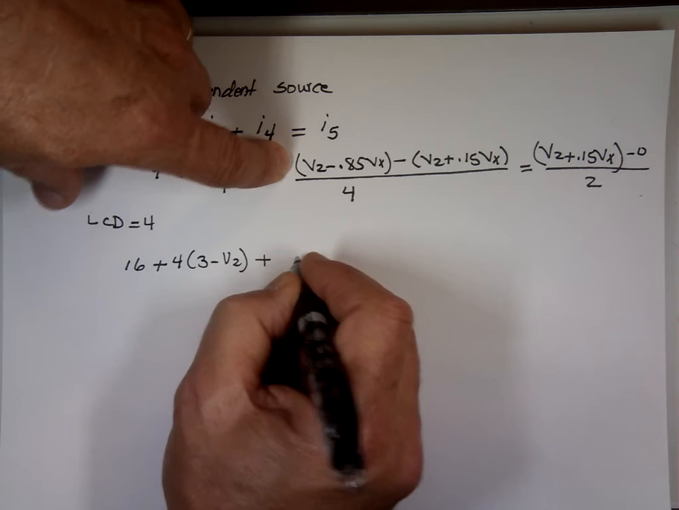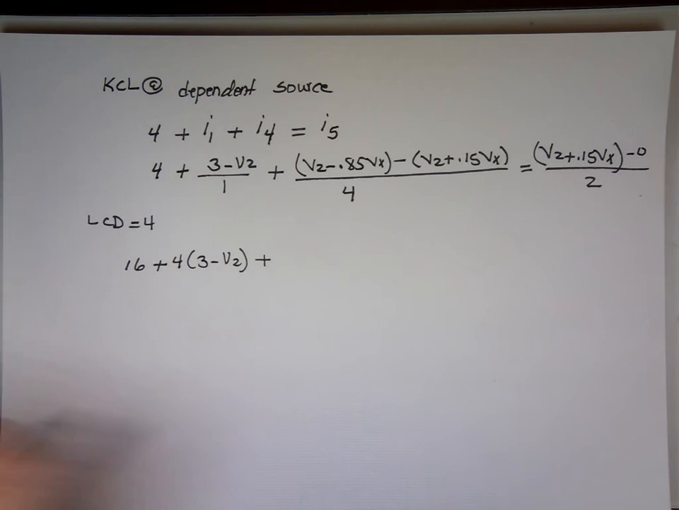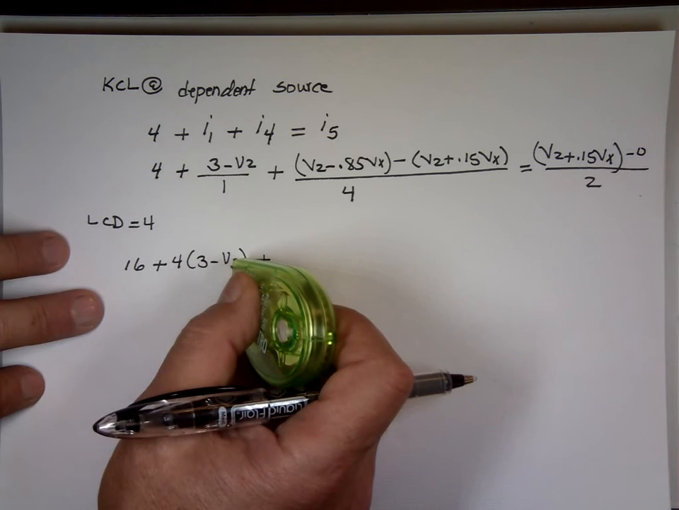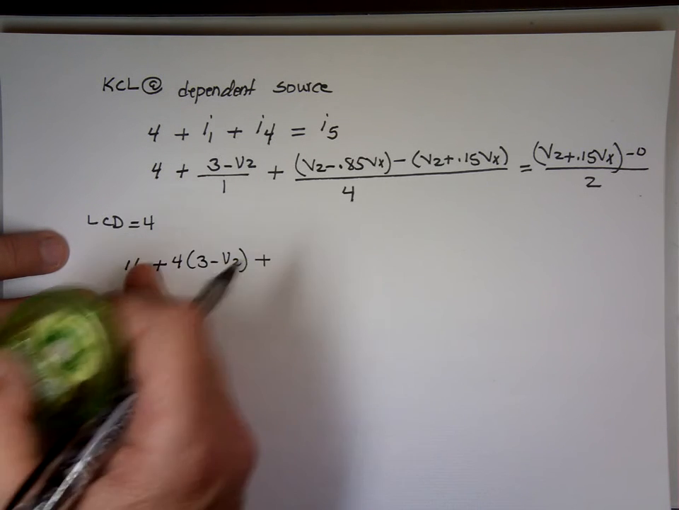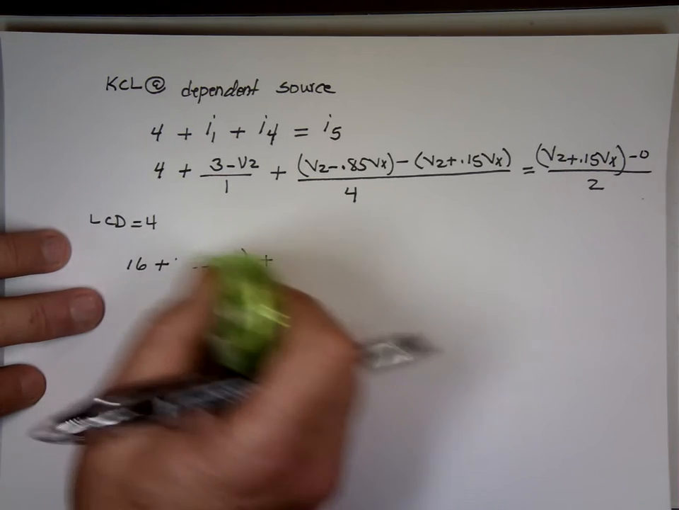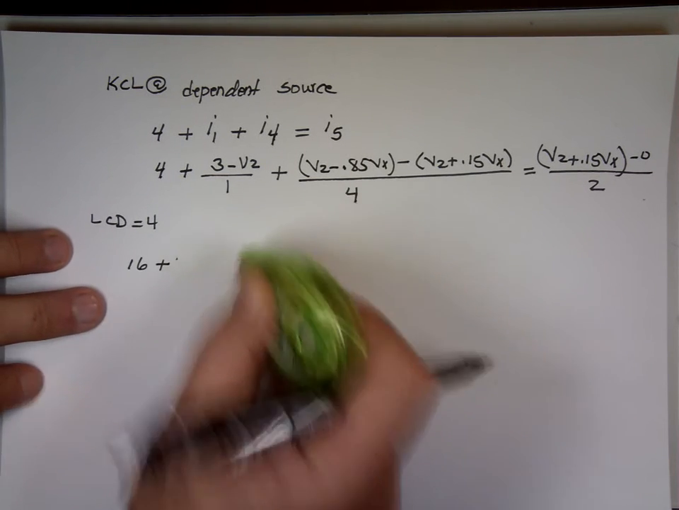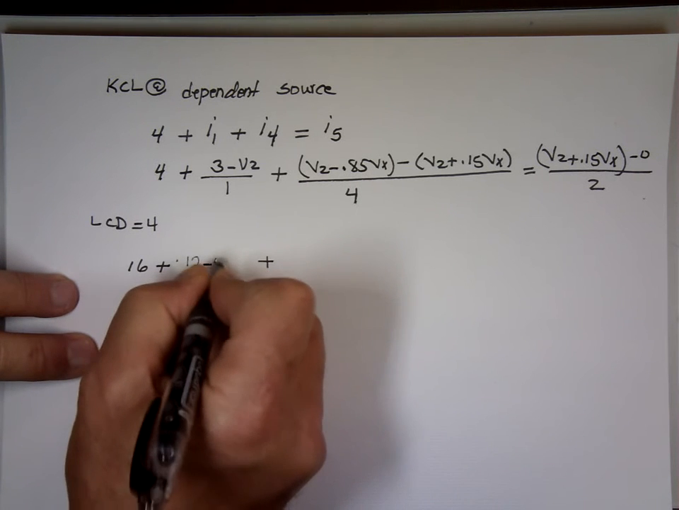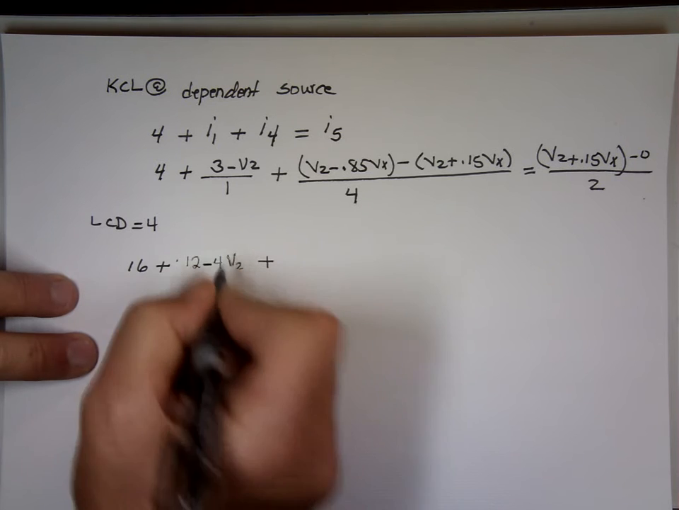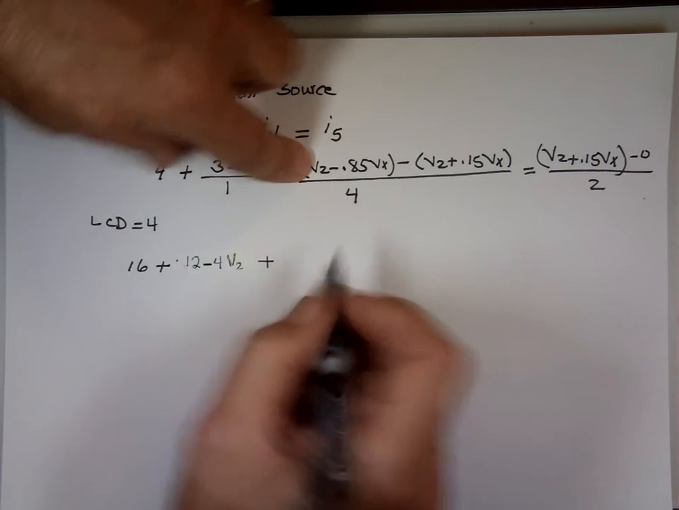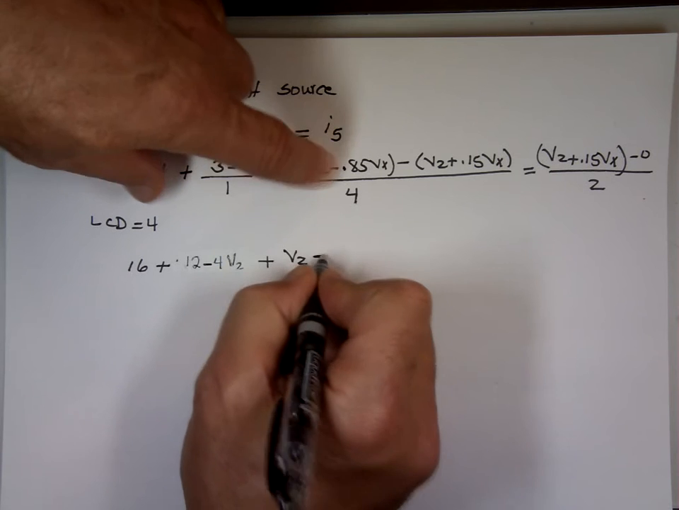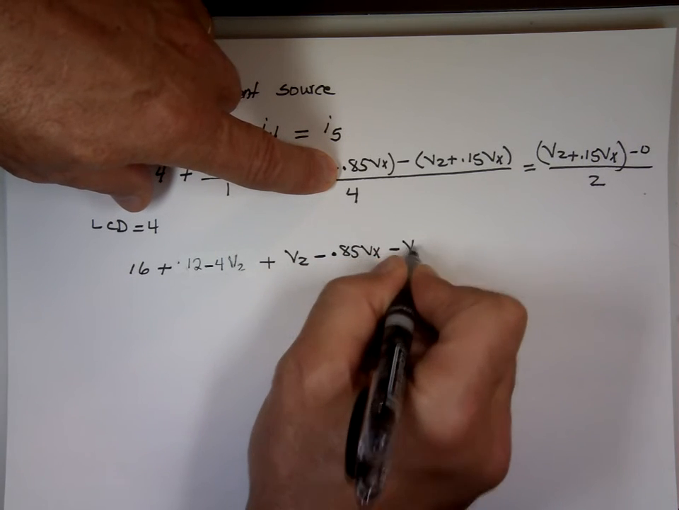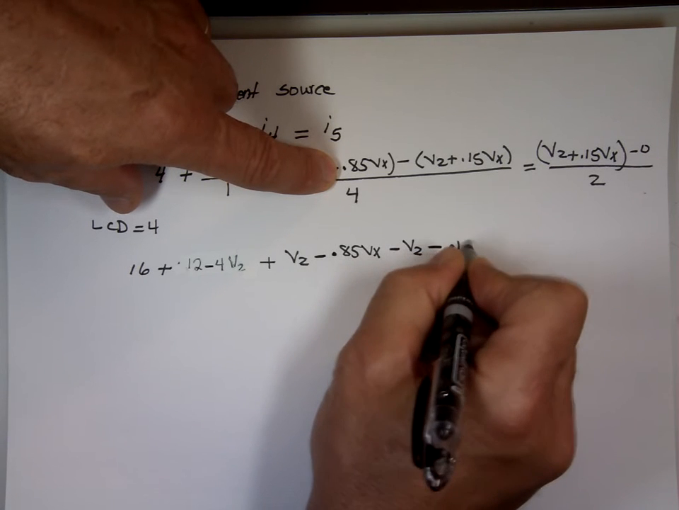You know what? Let me just open this while I'm here instead of making another line. I can leave it like this, but I'm trying to look ahead. This is 12 minus 4 V2, right? When you distribute that, let's write it that way so I don't have to write it twice. 4 times 3 is 12 minus 4 V2. Because now 4 cancels the 4, I will have V2 minus 0.85 Vx minus V2 minus 0.15 Vx.